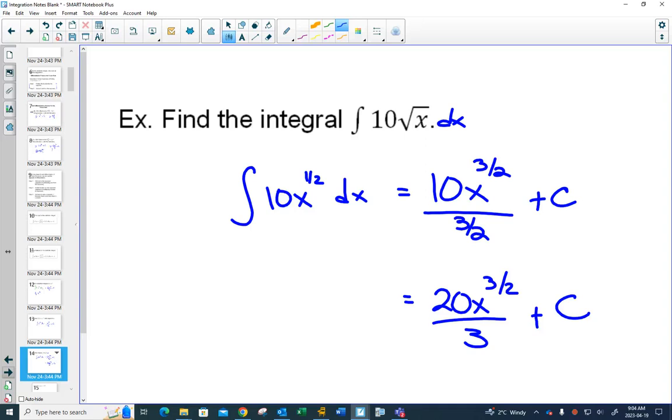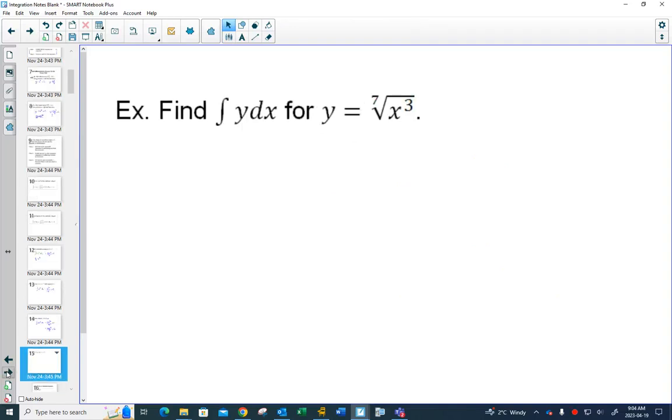I think this is a great example of where the mental math part would probably not give you the 20 over 3 right away. You'd be like, I'm stuck. So this technique works really nice. All right, try this one on your own.